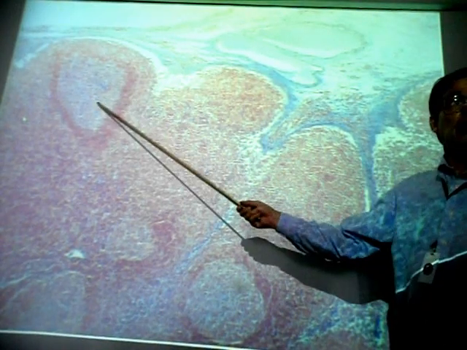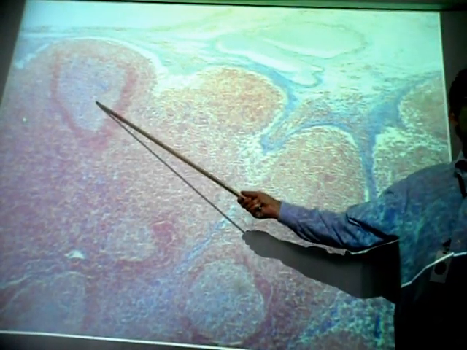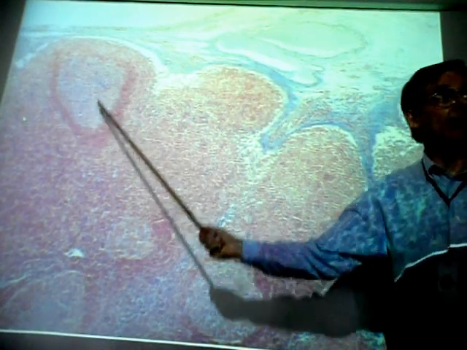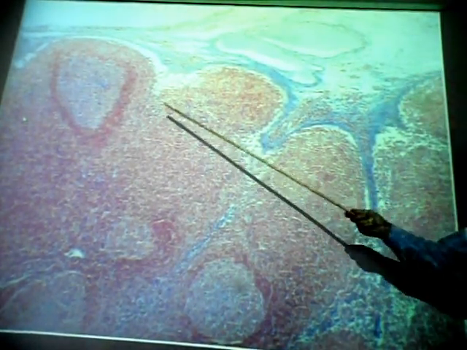And what is this? What kind of follicle? That is a secondary follicle. We can tell because it's got an obvious lighter stained region in the middle. That's called the germinal center, surrounded by a dark ring. Do you see that? Okay. So the whole thing is a secondary follicle.